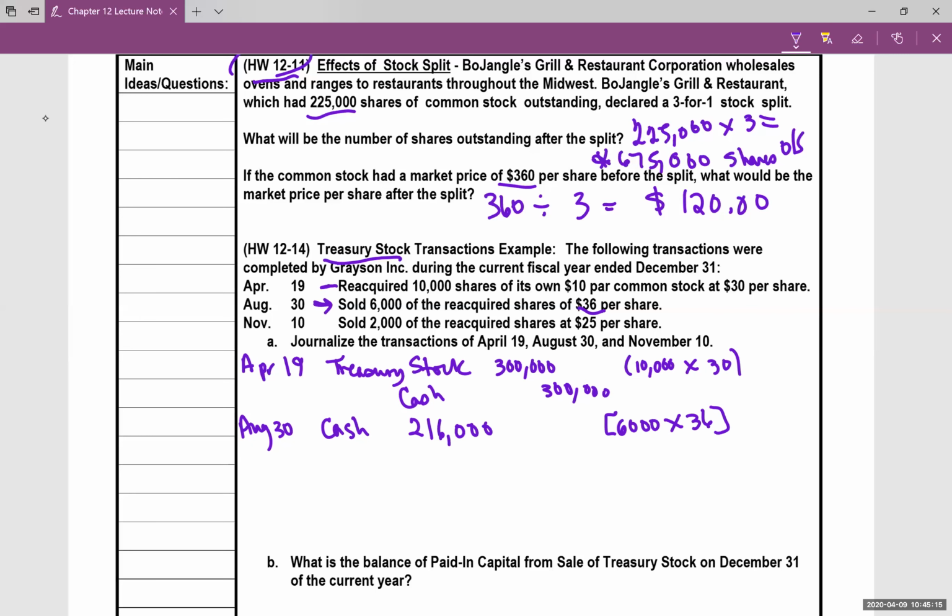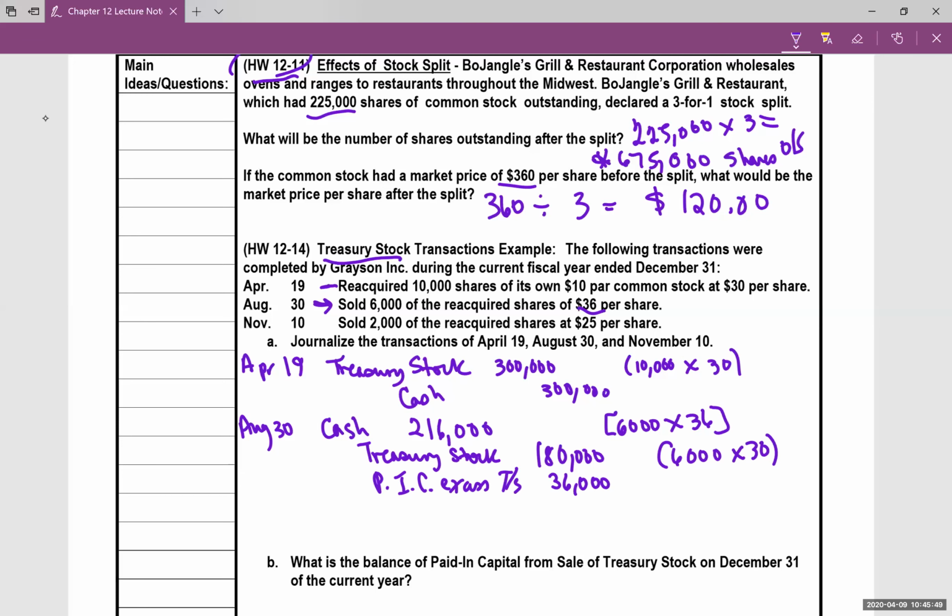Okay. Then the credit goes to treasury stock, and the buyback amount, remember they bought it back for 30, so you're going to take 6,000 times the 30 to get 180,000. And then you guessed it, the extra goes into paid in capital excess treasury stock. The difference between those two numbers, or you can actually do the calculation, it's going to be 36,000.